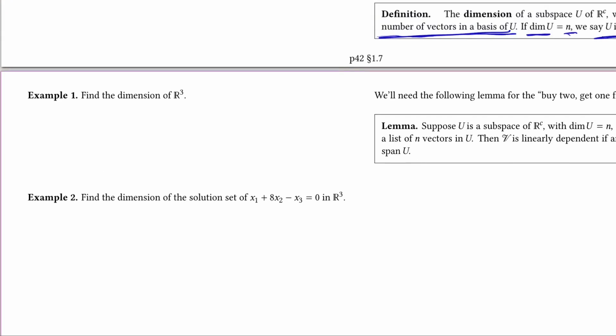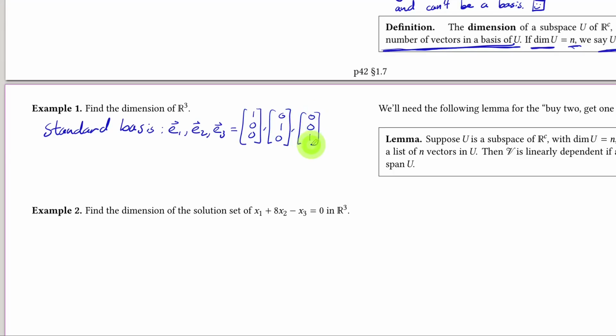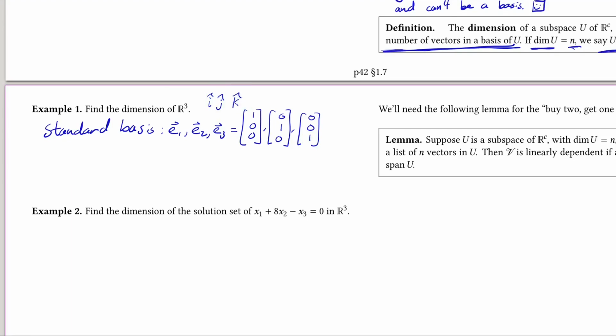Well, can we find the number of vectors in a basis of R3? Sure. The standard basis of R3, write it usually as e1, e2, e3. Maybe you call it i hat, j hat, k hat in physics. Whatever you call it, this is a basis of R3, and it has three vectors in it, so the dimension of R3 is thus 3.